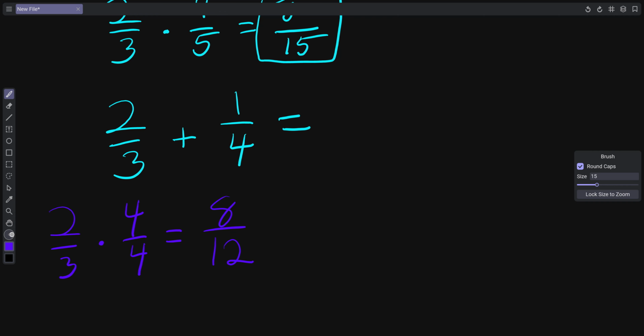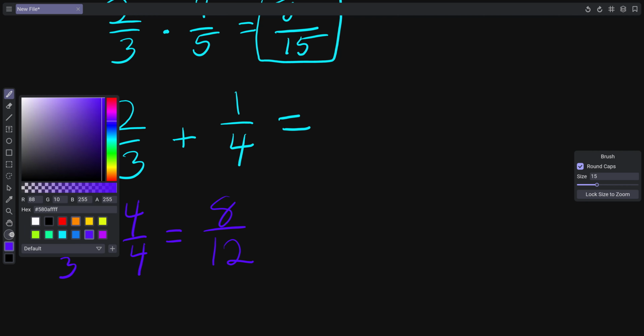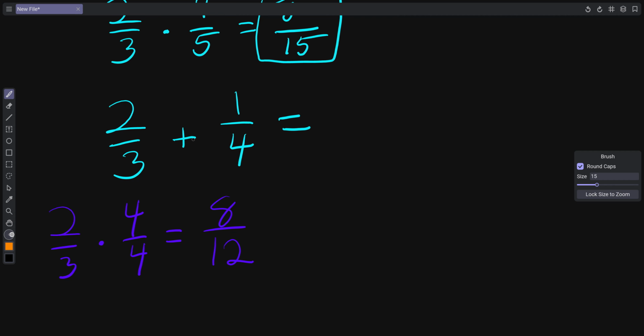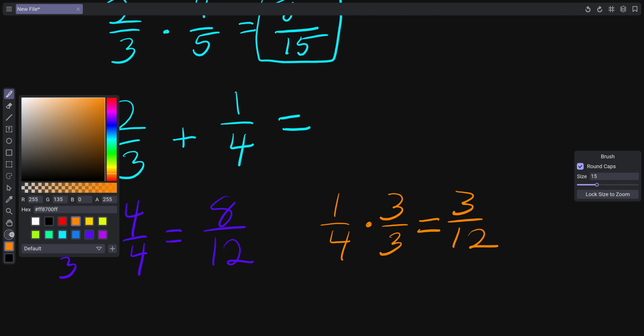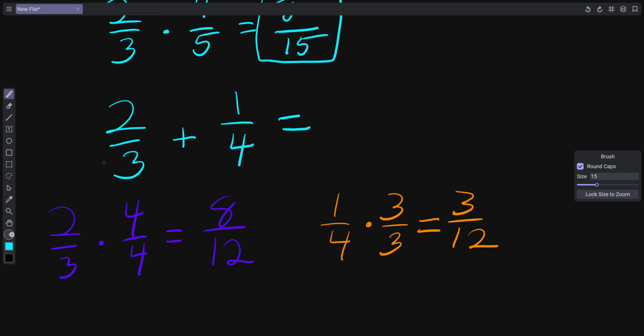Similarly, I'm going to take another color to deal with the 1/4. I would multiply this by 3/3, and this would give me 3/12. And then I would add these together. I would add 8/12 and 3/12.